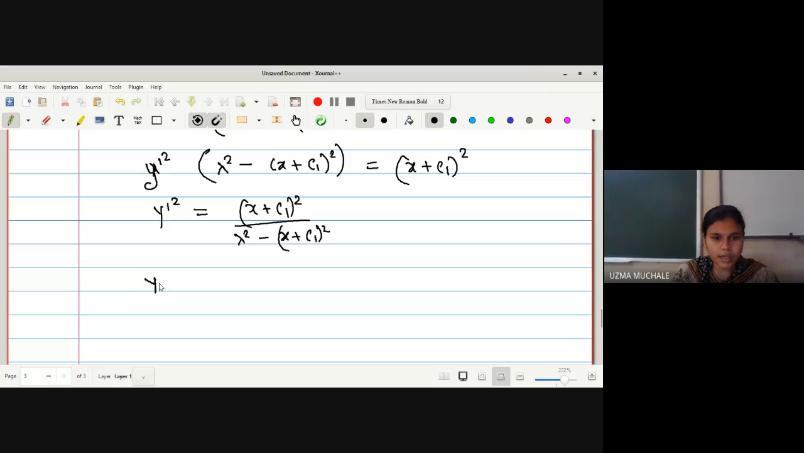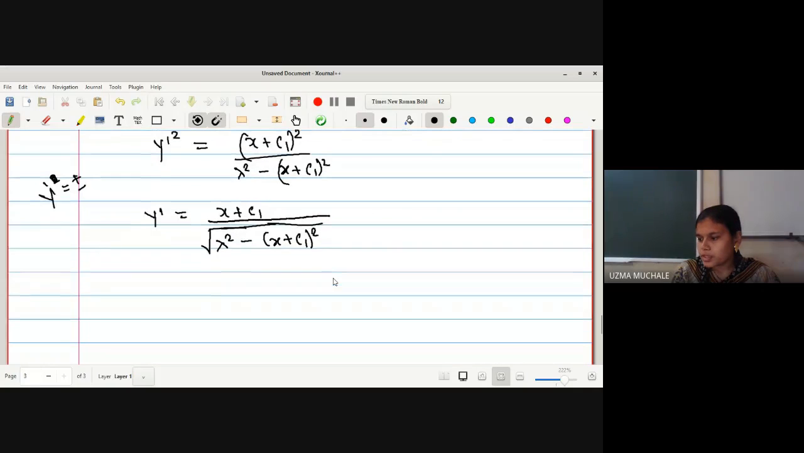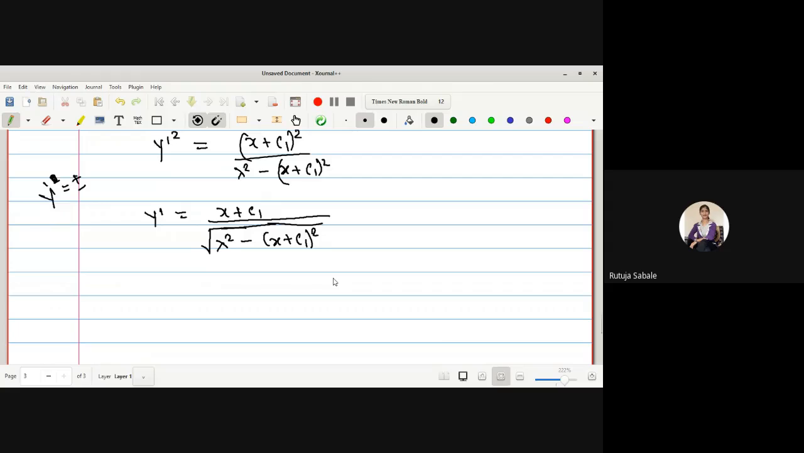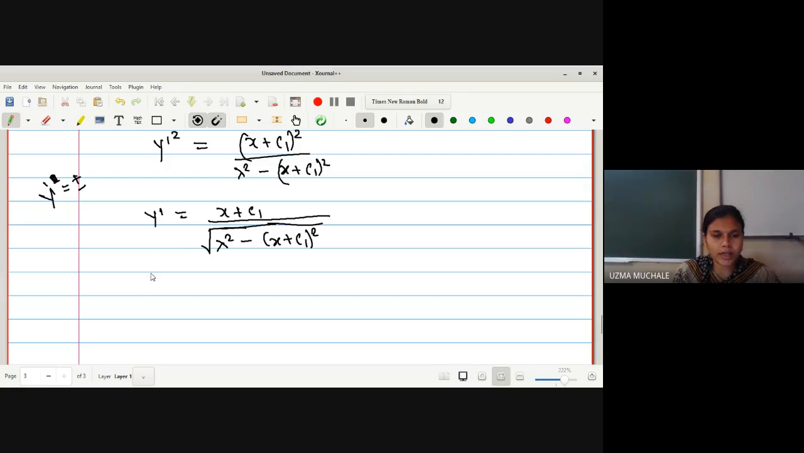We get the resultant as y dash is equal to x plus c1 divided by under root of lambda square minus x plus c1 whole square. No doubt we can take plus or minus, because y dash square is given, so y dash should be equal to plus or minus. But since we are finding the area, which cannot be negative, hence we are writing it as positive. Have you understood up to this? Okay. Now what is the next step?